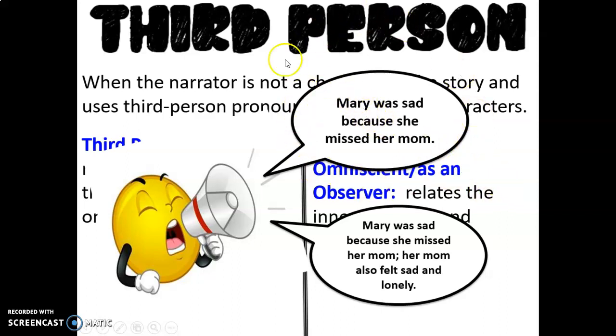So our first example up here: Mary was sad because she missed her mom. This is limited. We have examples of thoughts or feelings from one character. But look at our bottom speech bubble. Mary was sad because she missed her mom. Her mom also felt sad and lonely. This is omniscient. We are getting the thoughts or feelings from two characters, which means that we're not inside the head of just one character. We've got an outside observer, omniscient being, author, who is telling us what more than one character thinks.